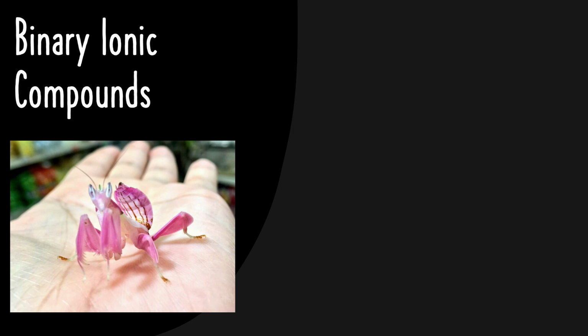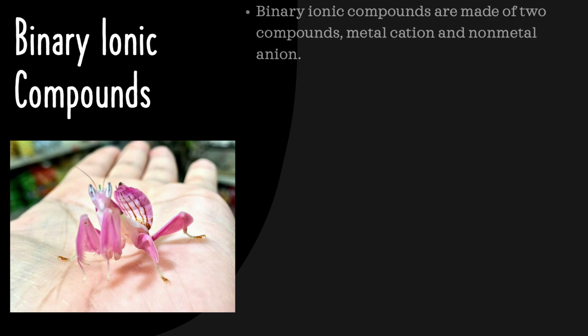This picture shows an organism with the genus and species name Hymenopus coronatus, or common name, the orchid mantis. Compounds used in chemical reactions must be correctly identified in order for a reaction to occur. Binary ionic compounds are made of two elements, a metal cation and a nonmetal anion.